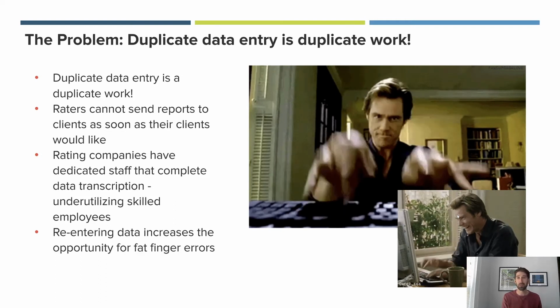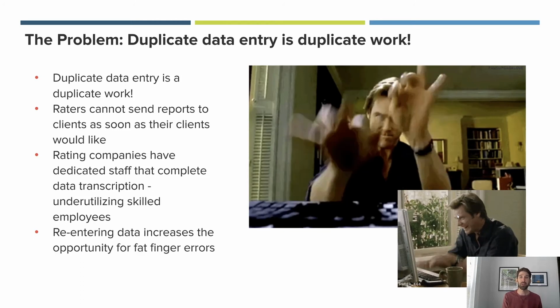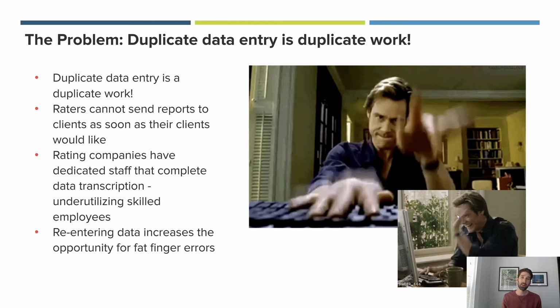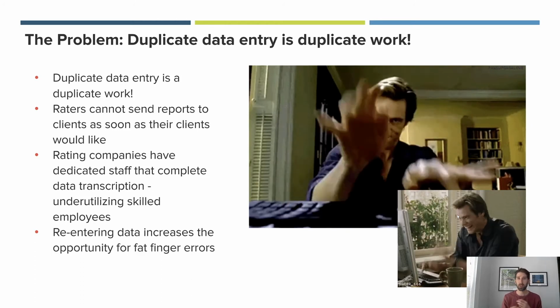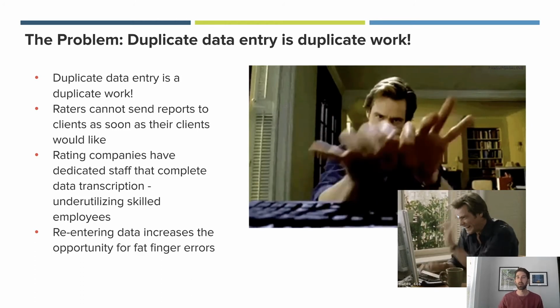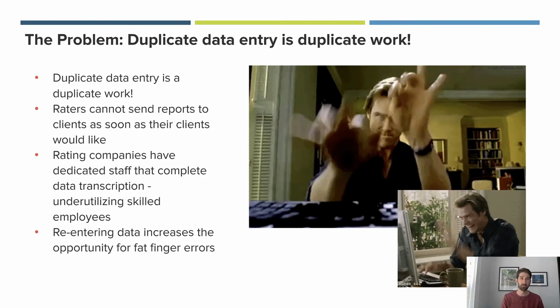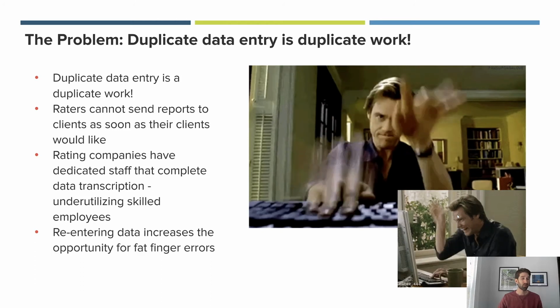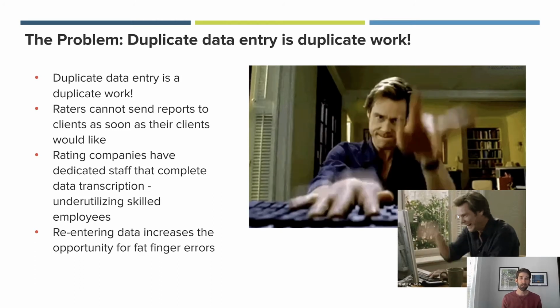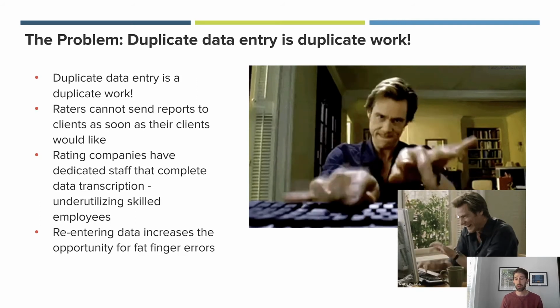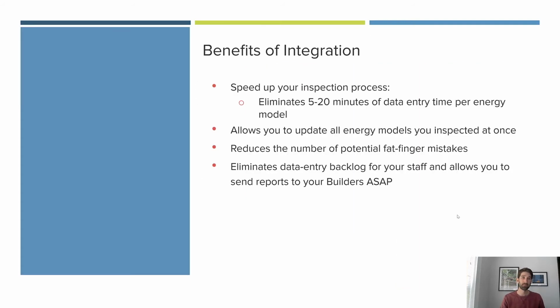It's documentation for RESNET, but ultimately you have to have that and then take the data and put it into Ekotrope. And that duplicate data entry is duplicate work. We want to streamline it so you don't have that work anymore, and you're not furiously typing in data results like this at the end of the day. This re-entry data also has opportunity for fat finger errors. So we want to eliminate that, reduce those QA problems at the same time.